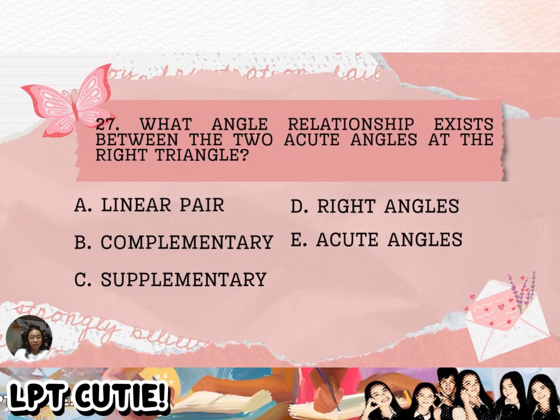So next question we have here: what angle relationship exists between the two acute angles of a right triangle? A. Linear pair. B. Complementary. C. Supplementary. D. Right angles. And E. Acute angles. So the answer is letter B, complementary angles. So why is it complementary?